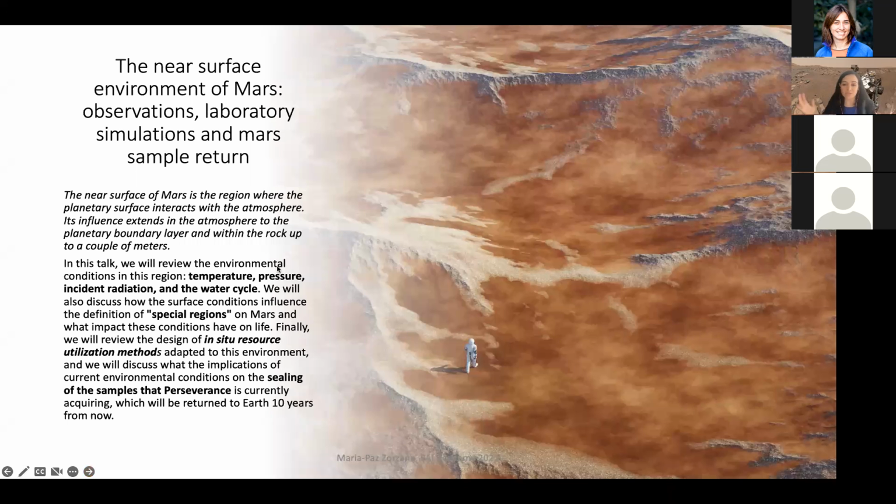So as an introductory frame, I just want to let you know that we're going to be focusing on the present day environment. And this is, of course, very important, mostly to plan the future exploration of Mars, but also to understand where on the surface of Mars there are conditions such that life may thrive, life as we know on Earth. And these are the regions that we call special regions. And also we need to know what is the present day environment in order to design in situ resource utilization methods. Those are the ones that will be used hopefully by astronauts in the future, like the one we are seeing in this artistic impression of Mars.